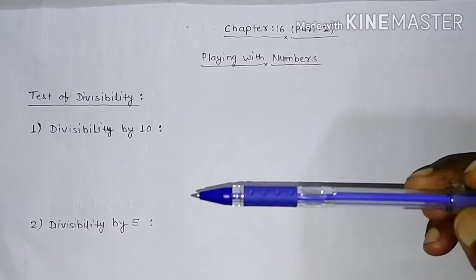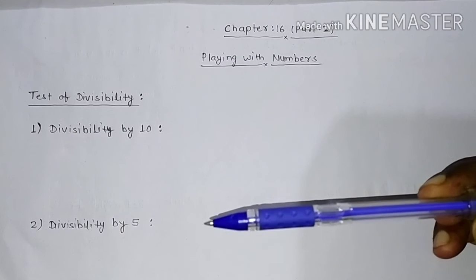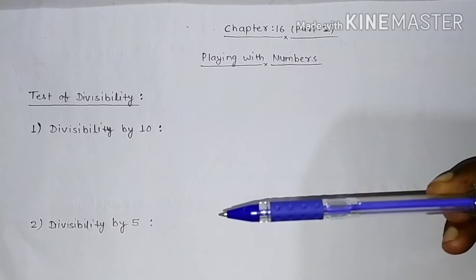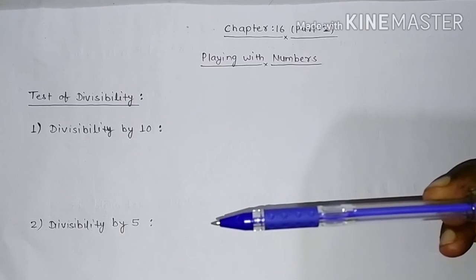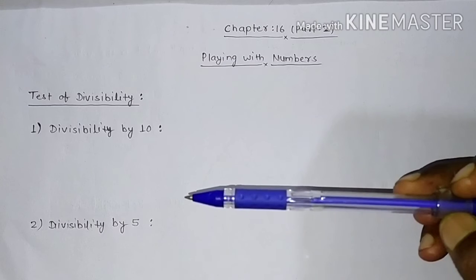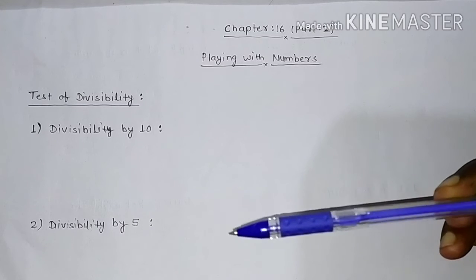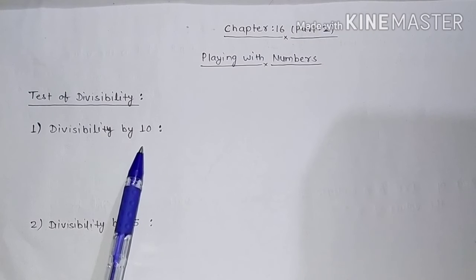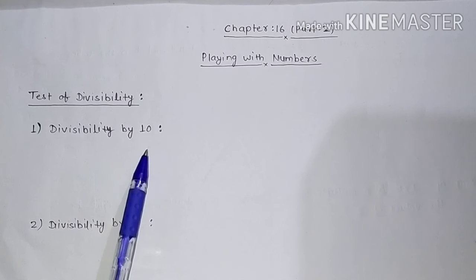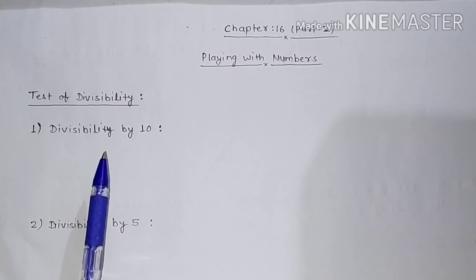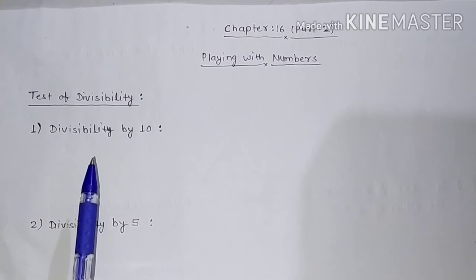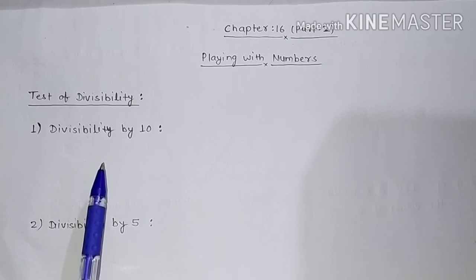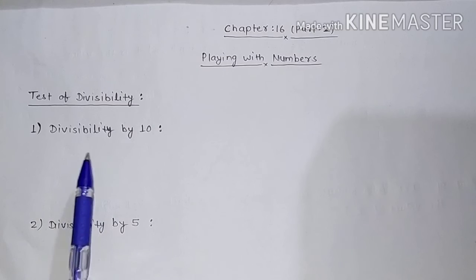In this topic we will explain, without division process, how to state whether numbers are divisible or not by any number. Okay, so the first topic is divisibility by 10. Let's suppose a large number is given and we have to state whether the number is divisible by 10 or not. So simply we can say, if the number has unit digit 0, that means the number is divisible by 10.